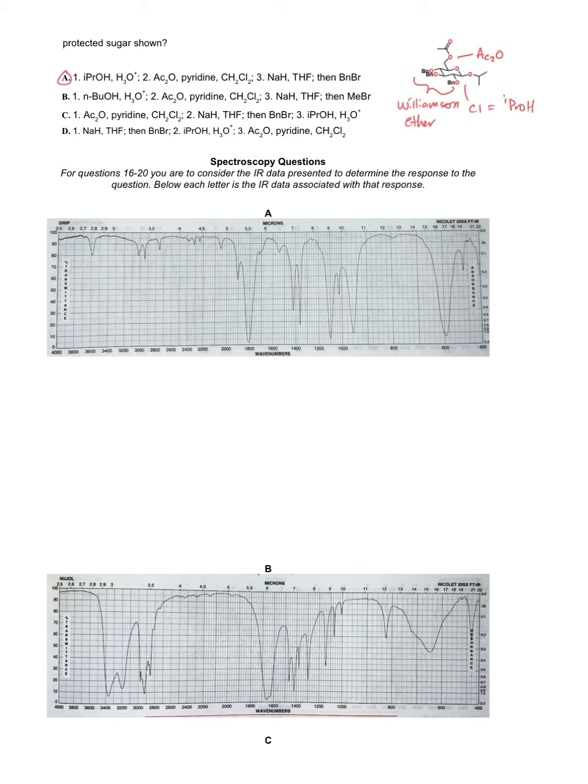So for the spectroscopy question, A is an acid chloride, and we know that because we're dealing with a signal at 1800. B, we have a carbonyl less than 1700 along with this doublet, so that is basically the primary amide.